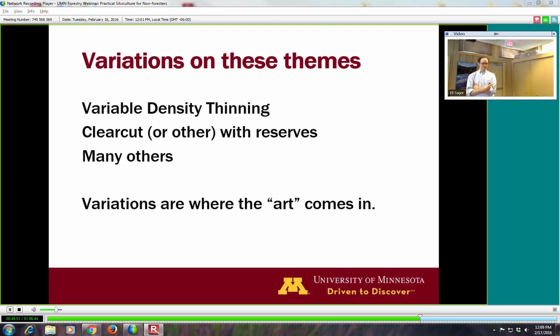Clearcutting or other treatments with reserves. We might have reserve patches. That's a very important guideline that's recommended in Minnesota's forest management guidelines related to leave trees. And so we see a lot of silvicultural treatments, perhaps more now than in the past, that intentionally include leave trees as part of that harvest area. And there are just a ton of other variations and ways that these different tools can be brought to bear in the woods. And those variations really are where the art that we heard about in the definition comes to play.